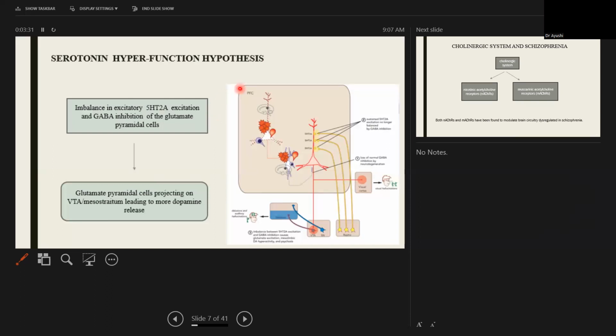Then there is the serotonin hyperfunction hypothesis. This hypothesis is mainly described in elderly patients with dementia, in which, due to deposition of plaques, there is loss of GABAergic inhibitory neurons. On these glutamate cells, there are serotonergic receptors which give positive feedback to these glutamate cells, and GABAergic interneurons give negative feedback. Because of the loss of this negative feedback, there is excessive serotonin, thus causing serotonin hyperfunction.